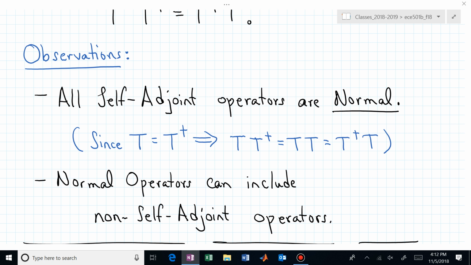We can't go the other direction. We could have normal operators that are not self-adjoint, and that's the second observation. So normal operators can include non-self-adjoint operators. A map does not have to be self-adjoint to be normal.